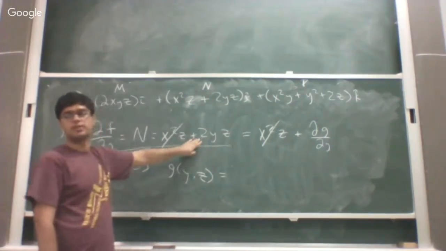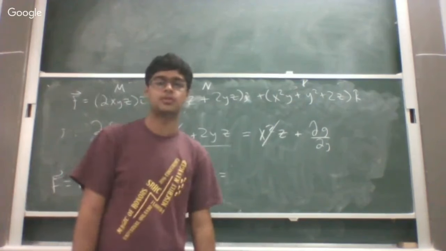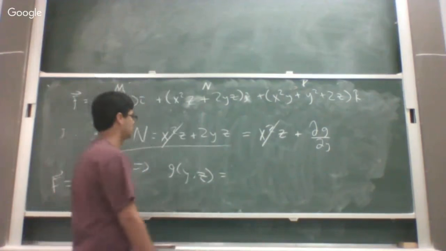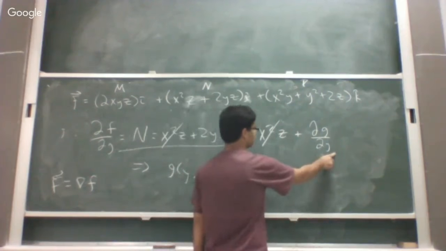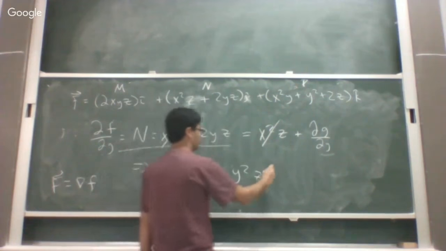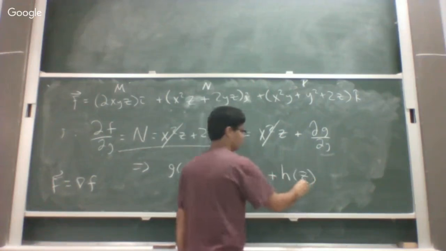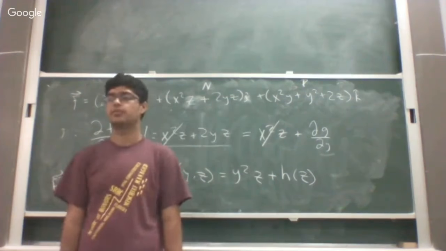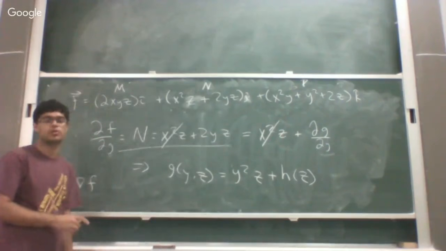That would be the integral of this. Okay, what would the integral be? y squared z. But since this was with partial with respect to y, we treat z like a constant, y squared z. Well, now we need to add h of z, because that's the component that we still have not taken into account for.